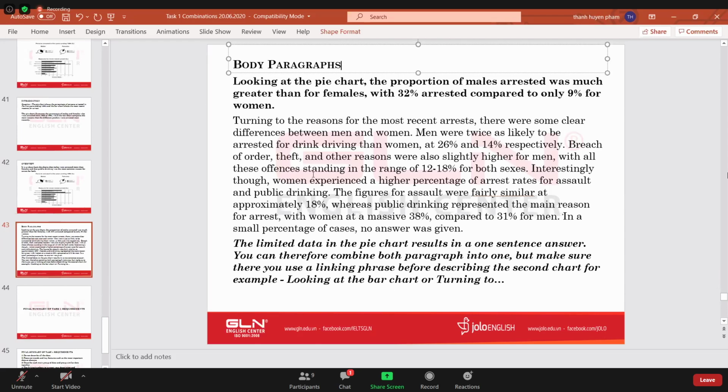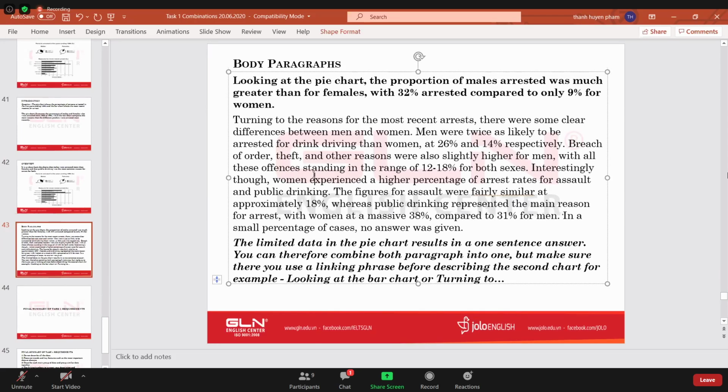So looking at the pie charts, the proportion of males arrested was much greater than for females, with 32% arrested compared to only 9% for women. Because we only have a small amount of data in the pie charts, we can describe and compare it all in one sentence. But there's a lot more information in the bar chart.